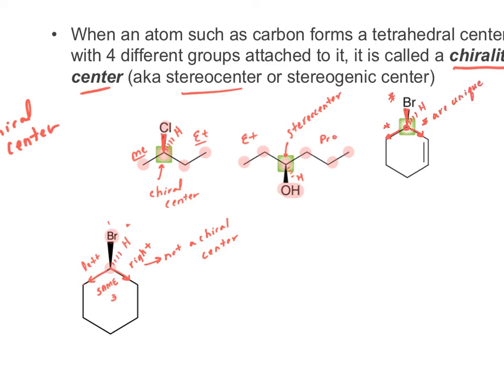And so if both of those paths are unique, then how many different unique groups do we have around that carbon? 4. So that means that this is a chiral center. Again, we're looking for 4 unique groups around our sp3 hybridized carbon.